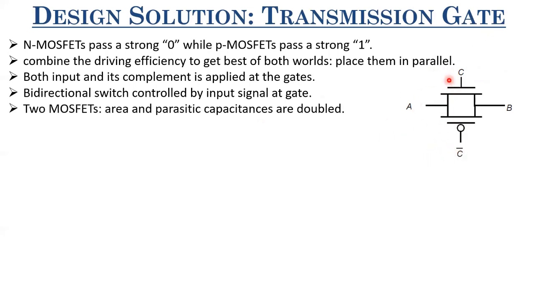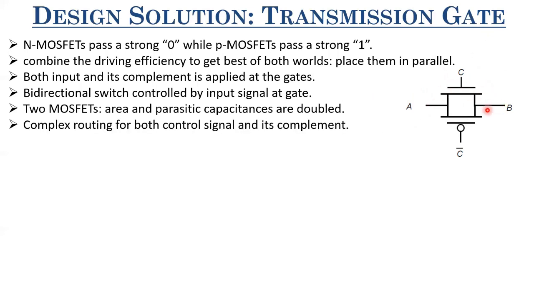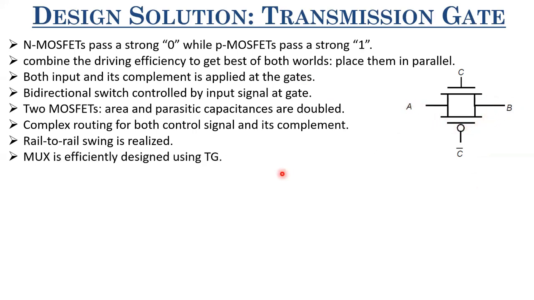Now, since you have used two MOSFETs, therefore the area has increased, and also the parasitic capacitance at these two nodes have doubled, right? Another point, since you have also introduced these new control signals, C and C bar, these also have to be routed throughout your circuitry. So it introduces routing complexity, because now you have two more control signals which need to be routed throughout your chip. However, the advantage is that rail to rail swing is already realized, because if input is 0, then NMOS will pass it perfectly. If input is 1, then this PMOS will pass it perfectly at B.